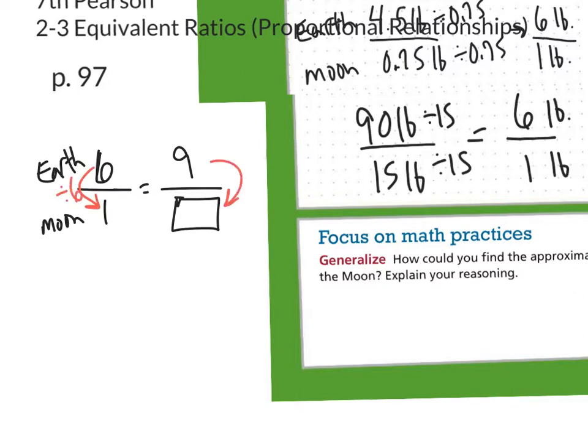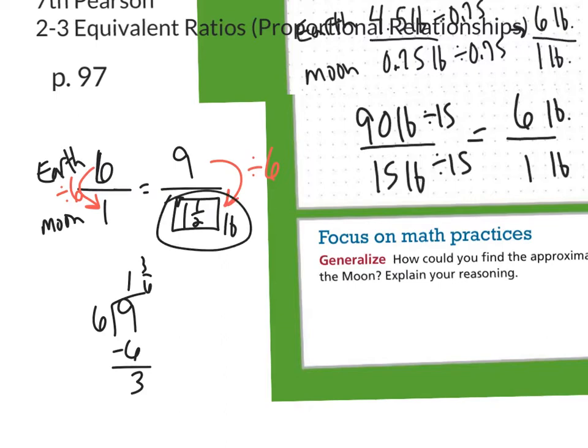Going from 6 to 1, that would be dividing by 6. So our denominator is 6 times smaller than the numerator. So then you could do 9 divided by 6, which is kind of where we were at earlier. But anyway, that's 1 3/6 or 1.5. So it'd be 1.5 pounds on the moon if it weighed 9 pounds on the Earth.